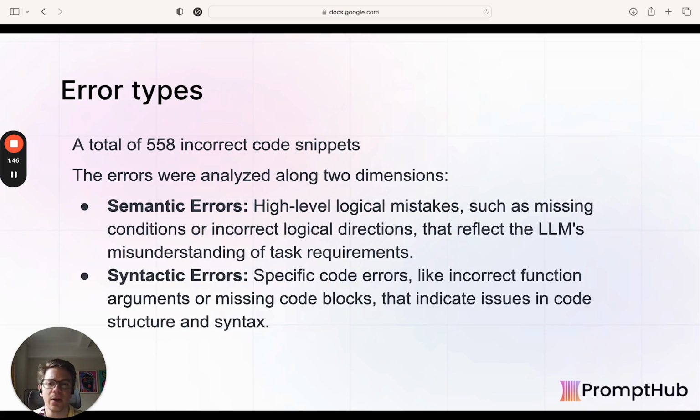They generally categorize these into 2 areas. Semantic errors: these are logical mistakes, missing conditions, just incorrect logic in the code. It reflects, like I said before, a misunderstanding of the task requirements. And then there are syntactic errors: specific code errors related to the language, incorrect function arguments, things along those lines.